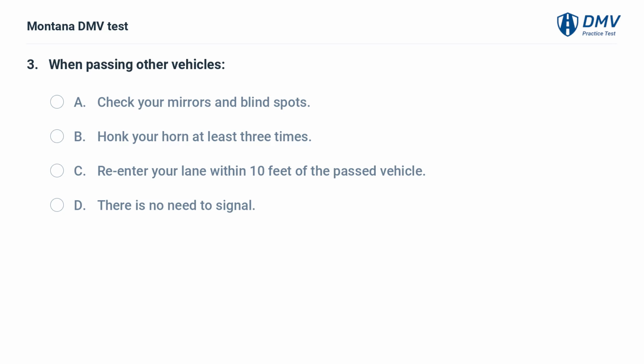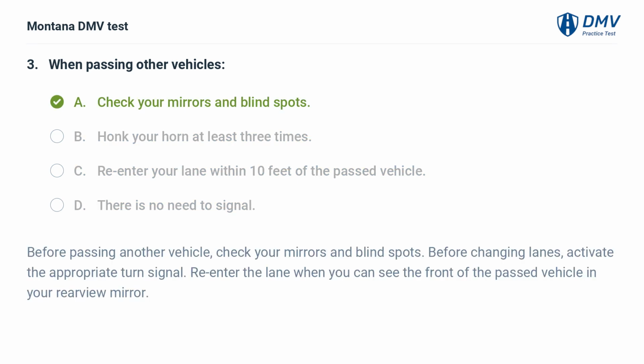When passing other vehicles, A. Check your mirrors and blind spots. B. Honk your horn at least 3 times. C. Re-enter your lane within 10 feet of the passed vehicle. D. There is no need to signal. A. Check your mirrors and blind spots.